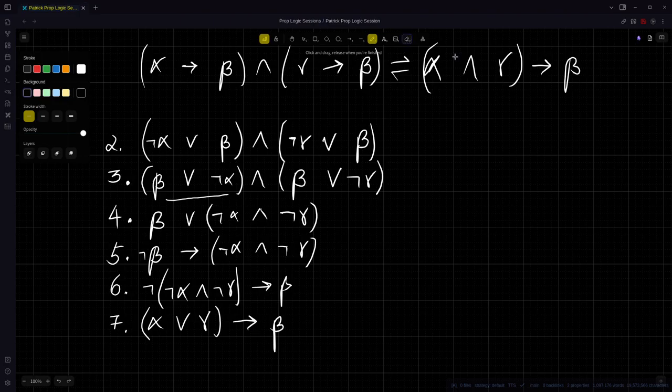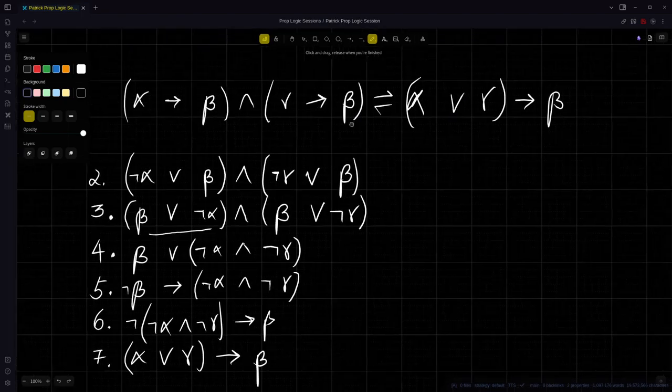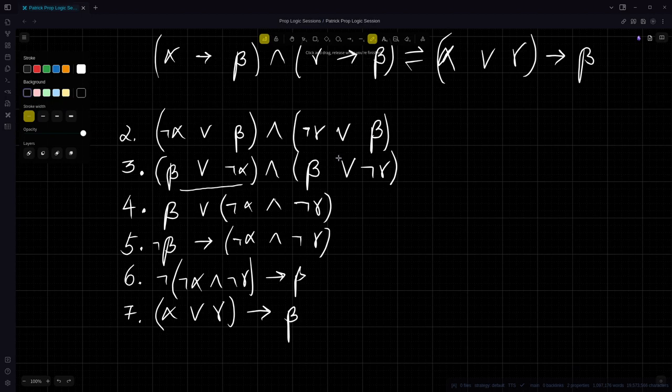Oh wait, I think I made a mistake over here. It's supposed to be a disjunction. Alpha and beta imply alpha and beta, and alpha implies beta and gamma implies beta. Then alpha or gamma imply beta. So yeah, that's one proof.